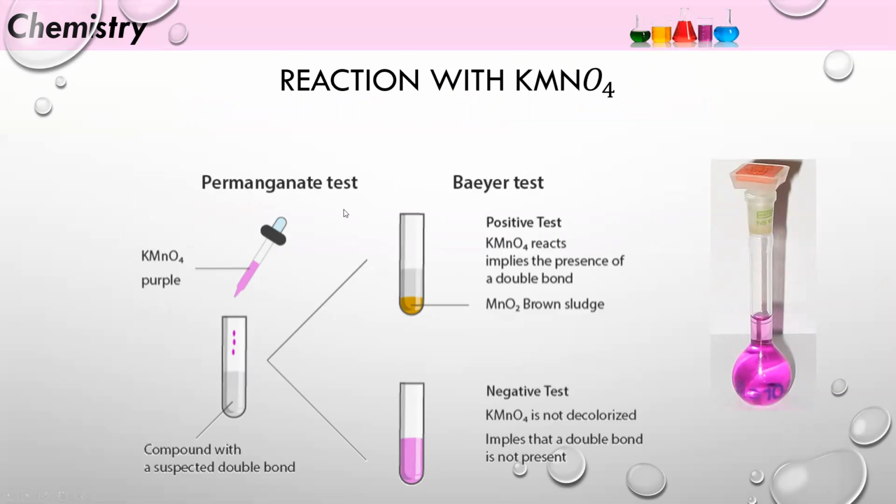When we use potassium permanganate to test a compound which contains a double bond, what happens? Its pink color will be discharged and we obtain a brown sludge of manganese oxide, so this test is positive for the alkenes, or you can say for the double bond. If there is no double bond in the hydrocarbon, what will happen? The pink color of KMnO4 will not decolorize, so you can say the test is negative.